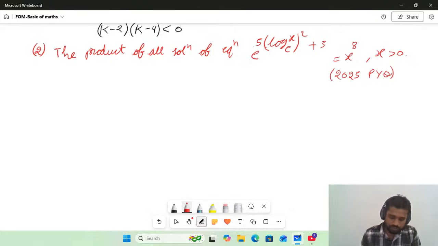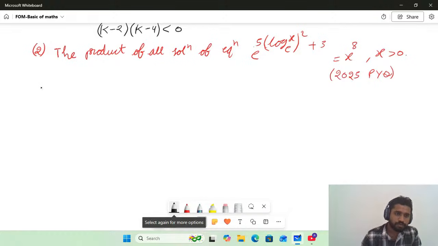So how to solve this question? What is the approach here? Whenever you see power or the terms which are in multiplication, just apply log on both sides. You'll see the magic after applying log on both sides.